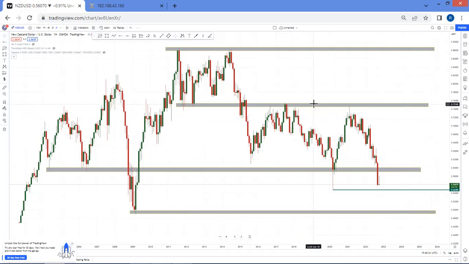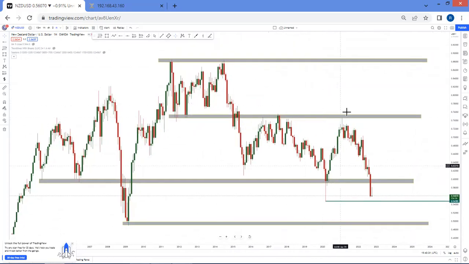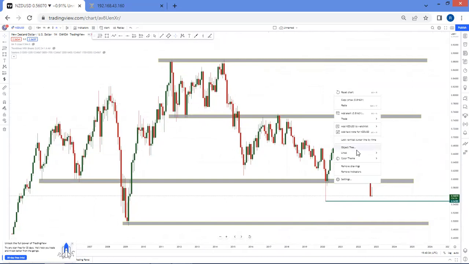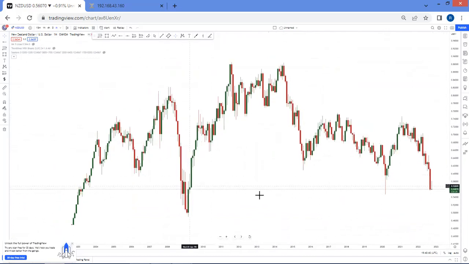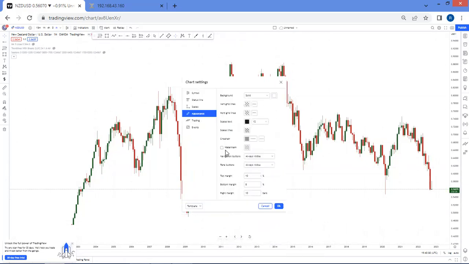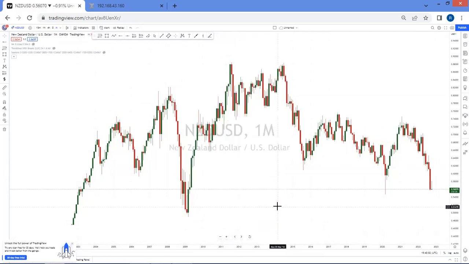So good. Starting with the monthly time frame, here is what I have on my screen. Let me just delete these things first, so that I can explain how I got them. Remove drawings. This is a plain chart, any chart. All this is on the monthly time frame.